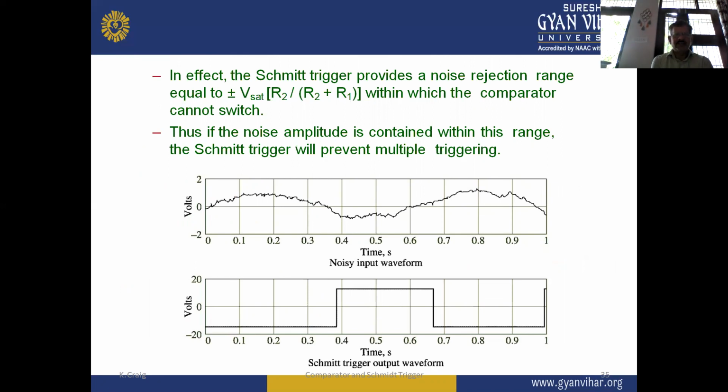In effect, the Schmitt trigger provides a noise rejection range equal to plus minus V set times R2 upon R1 plus R2, within which the comparator cannot switch. Thus, if the noise amplitude is contained within this range, the Schmitt trigger will prevent multiple triggering.